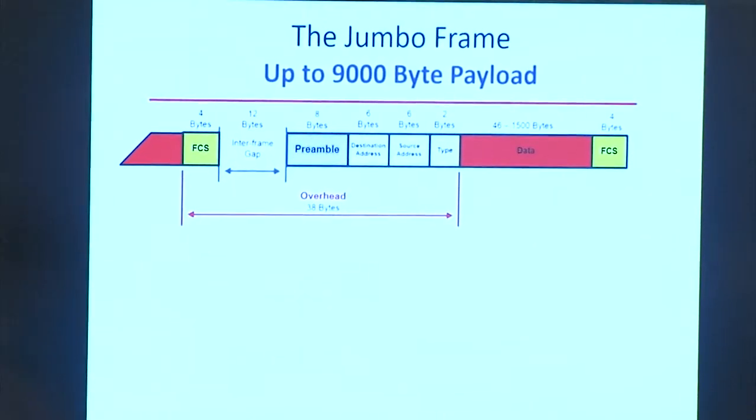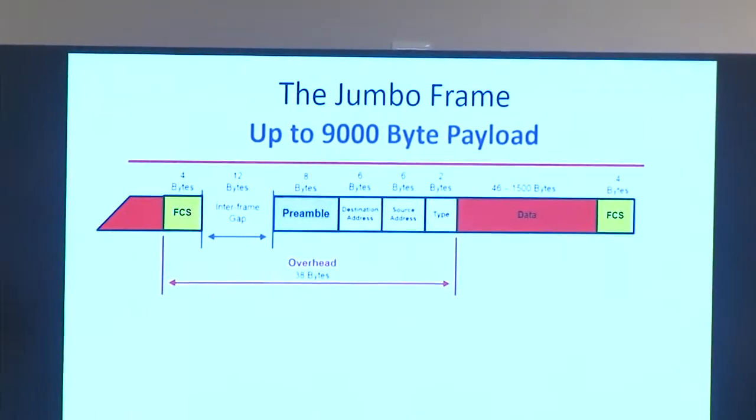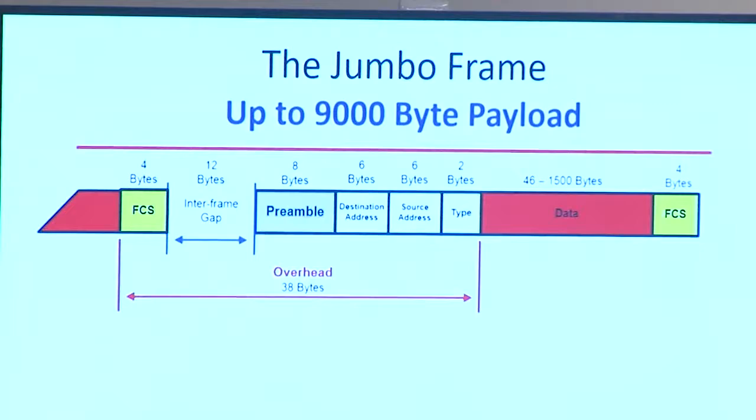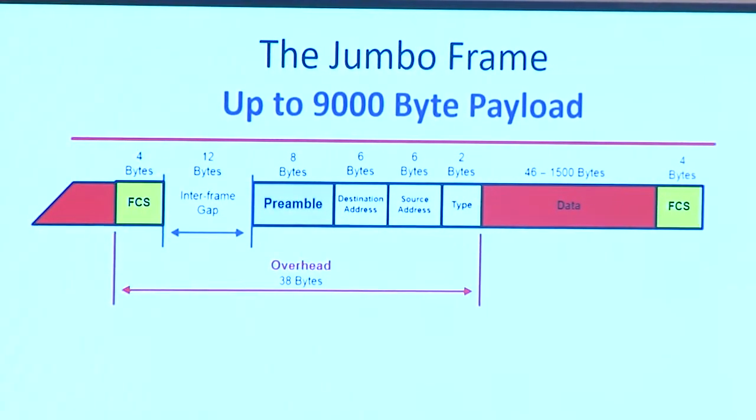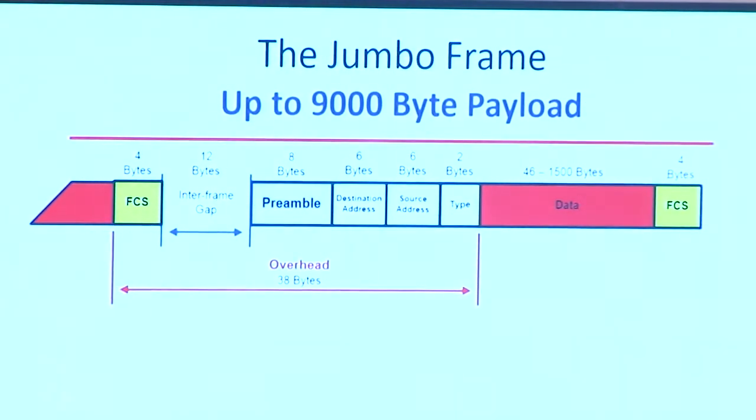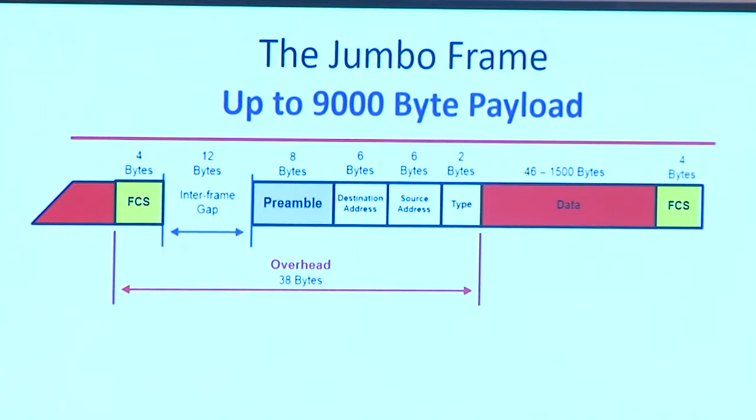Again, let's not confuse a giant frame, which is an errored frame, with a jumbo frame, which is a valid frame. And a jumbo frame is simply a frame where we have increased the payload up to 9,000 bytes, okay? Basically 6 times as big, okay?